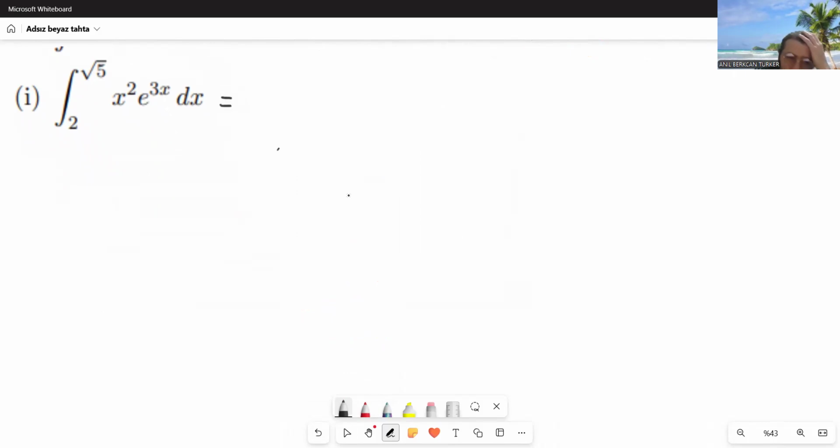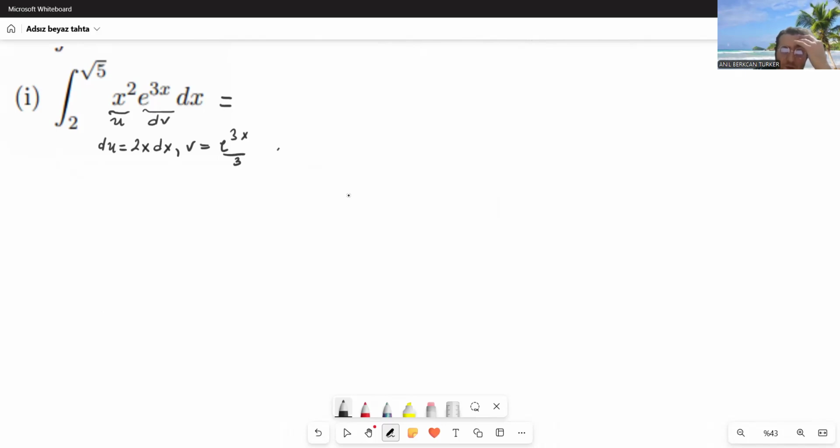This is equal to integral by parts, right? I want to get rid of this polynomial. So let me always systematically call this u, and this is dv. So du becomes 2x dx. v becomes just the integral of it, which is very easy, e to the power 3x over 3.